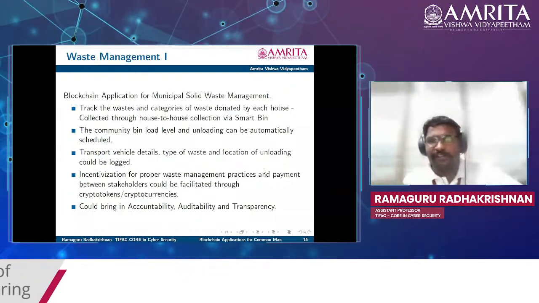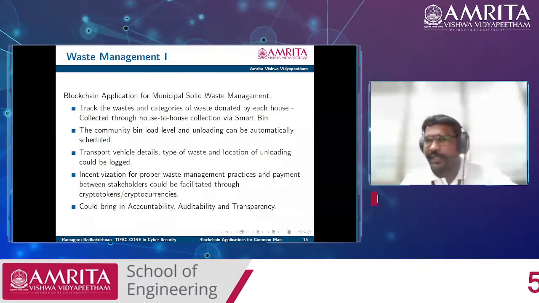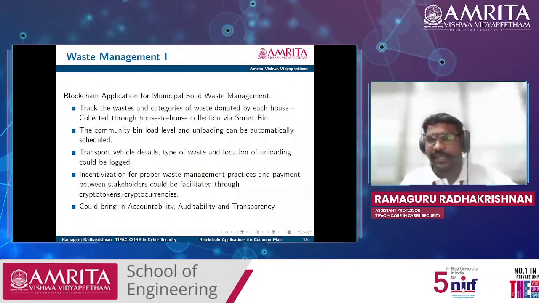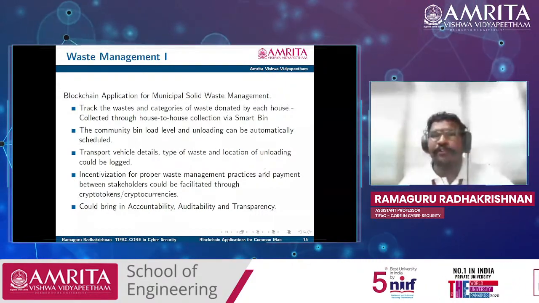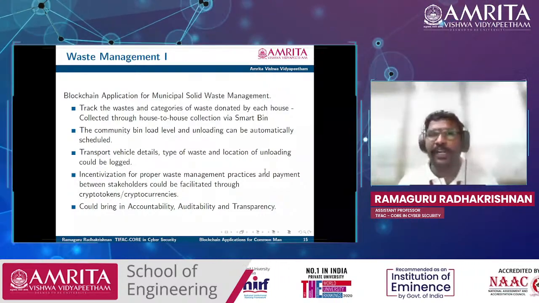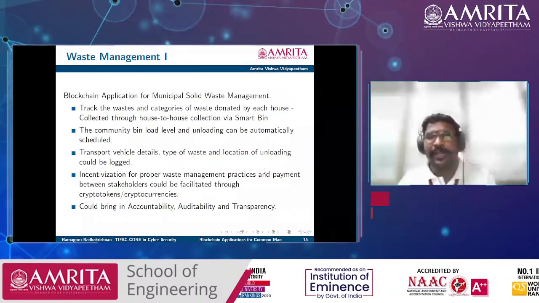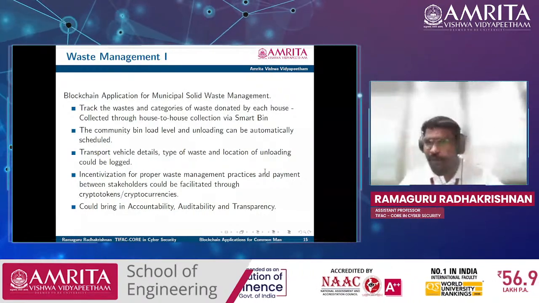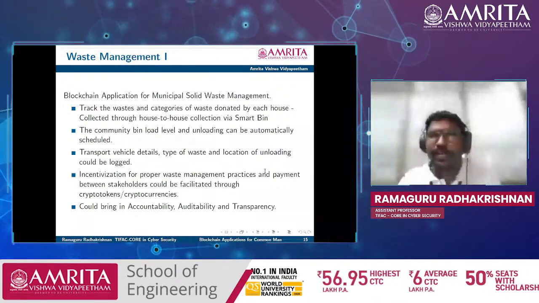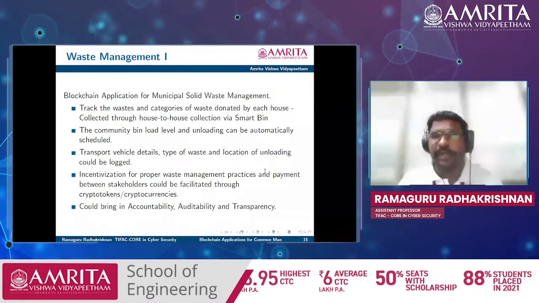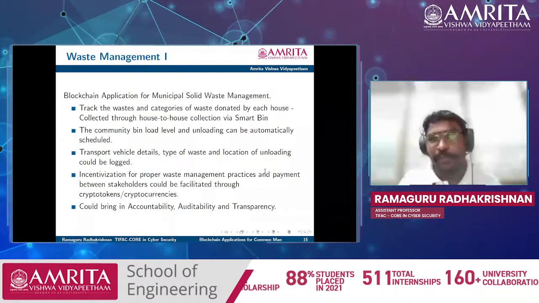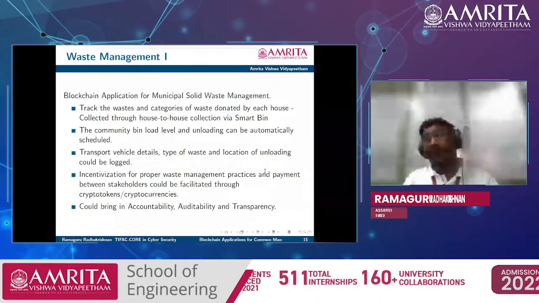There will be so many houses in a given area, in a municipality, in a corporation. There will be ward level people who are collecting the waste, and a lot of transportation involved. There will be a lot of people involved in segregating these wastes and sending them for recycling or for dumping in the garbage. And of course, government involvement, the local body ministry and the central level environment ministry, and all these people are there.